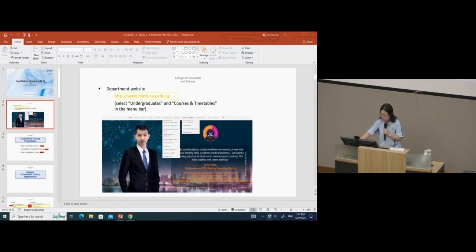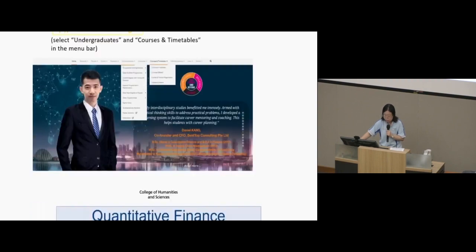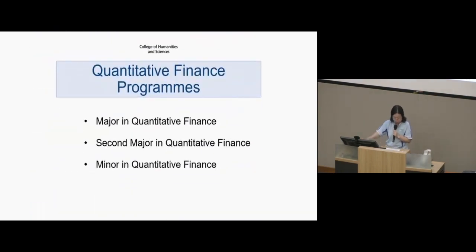Okay, let me go back to my slides. So let's proceed to look at the curriculum requirements for the three QF programs, namely the QF major, second major, and minor. As a prelude for these programs, our major has 60 MCs for the major in quantitative finance, 40 MCs for the second major, and 20 MCs only for the minor. Recently, we have a new name for the MCs. Those are called units. One unit is equal to one MC.